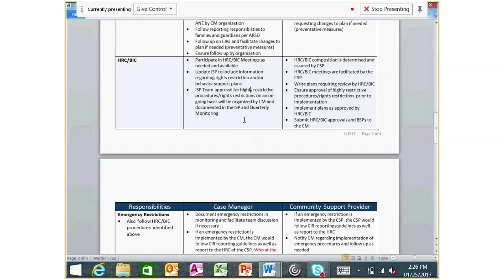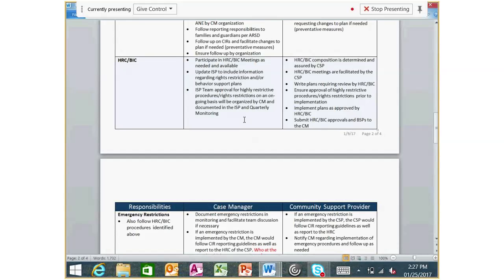Again, the community support provider role in human rights and behavior intervention committees is that the CSP is responsible for the composition and training of those committees. The meetings are typically facilitated by a chair at the CSP. Writing those plans and ensuring that they receive due process in a timely manner according to ARSD. Ensuring the approval of any highly restrictive procedures, rights restrictions, and restoration plans prior to implementation.